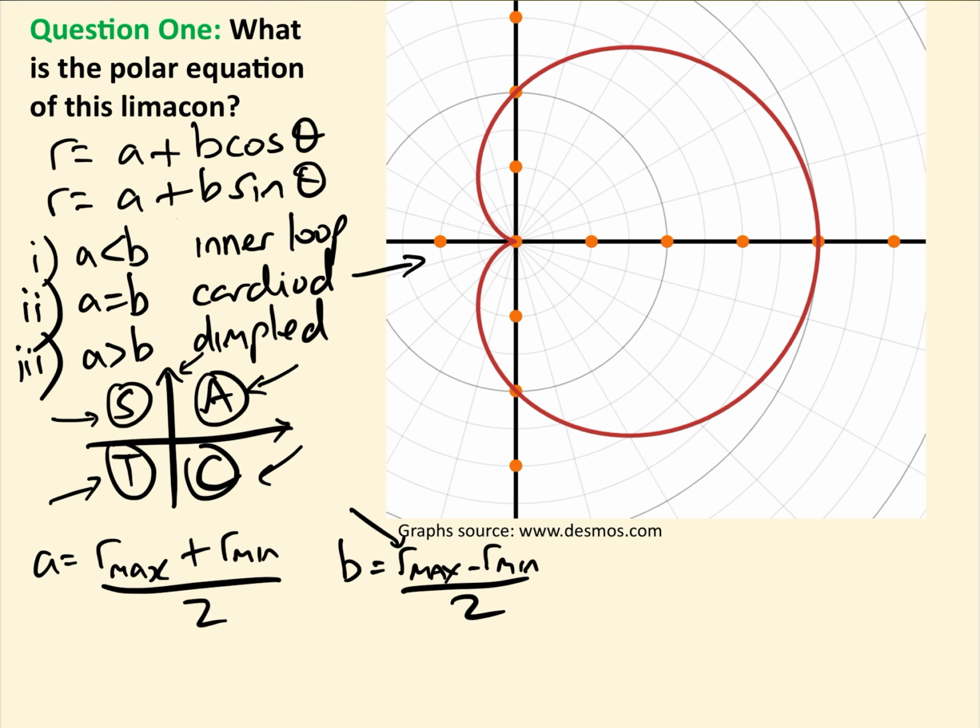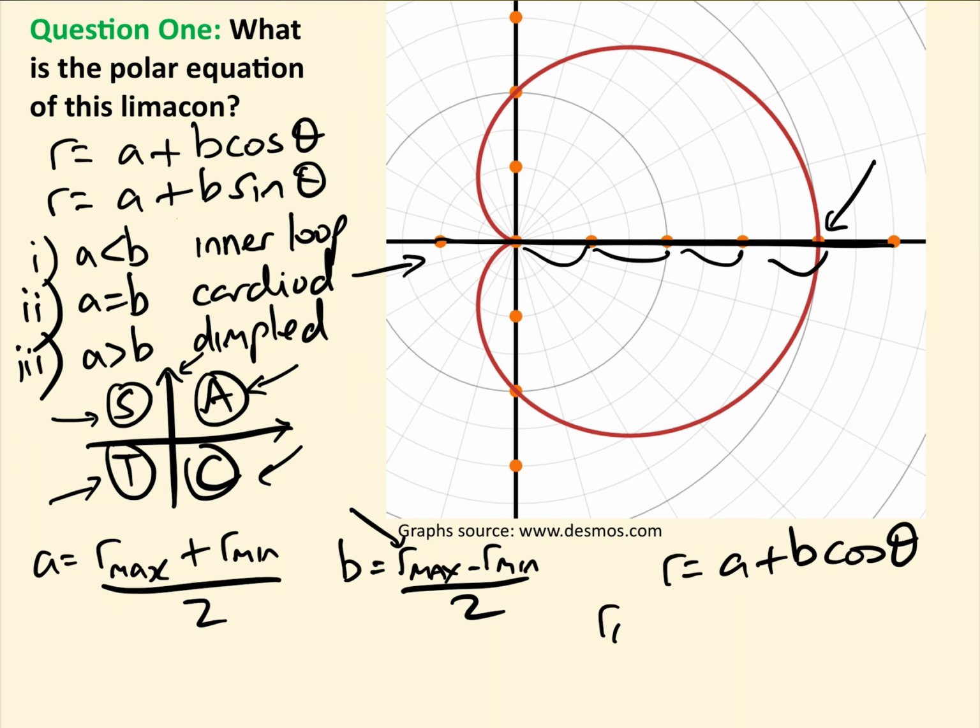Let's have a look at question number 1 anyway. We can see that this is symmetrical about the x-axis, so therefore we know that it is of the form r equals a plus b cos theta, because there's symmetry about the x-axis. Now, let's have a look at r max. Well, r max is clearly here, and that is 1, 2, 3, 4. So r max is equal to 4, and r min is 0.